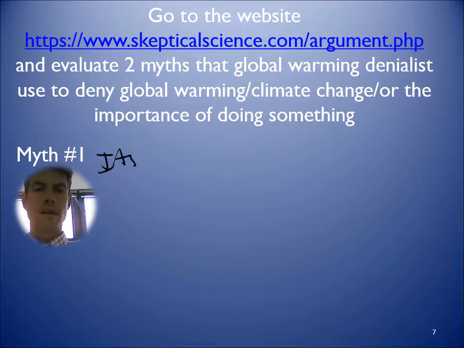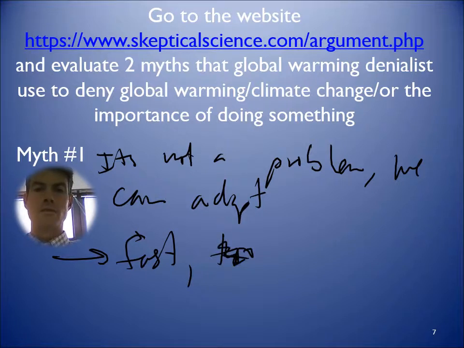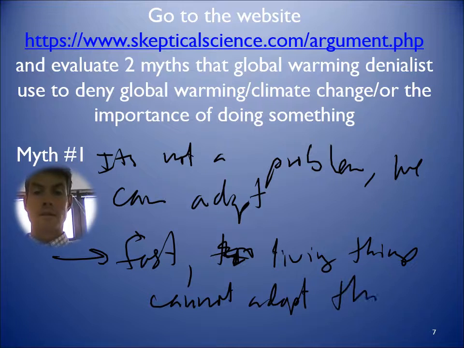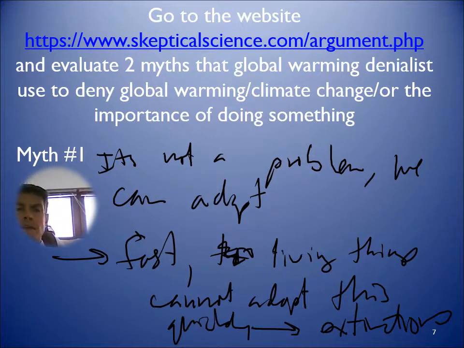So one of the myths is, it's okay, so it's not a problem. We can adapt. And the issue with this is that this change in the temperature is so fast, it's too fast for us to change in time. Living things cannot adapt this quickly, and that leads to extinctions. So in order to adapt, you need usually more time to build up the mutations that allow any given species to survive when conditions change.